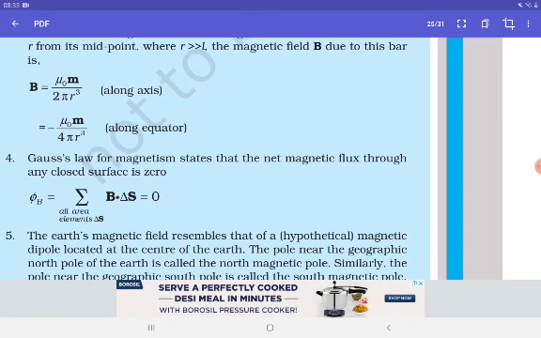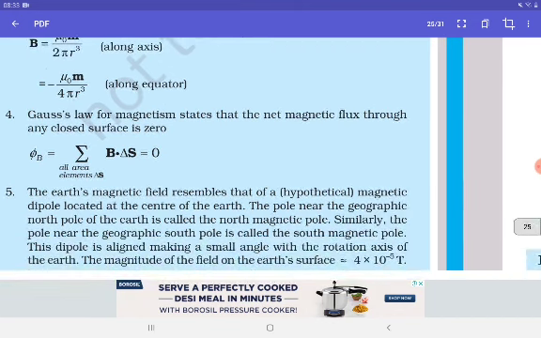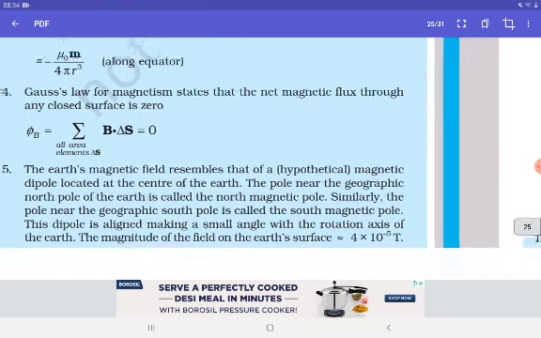Gauss's law for magnetism states that the net magnetic flux through any closed surface is zero. Therefore, phi B equals the sum over all area elements delta S of B dot delta S, which equals 0.